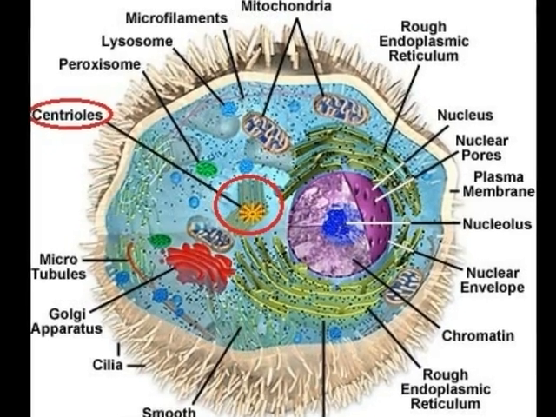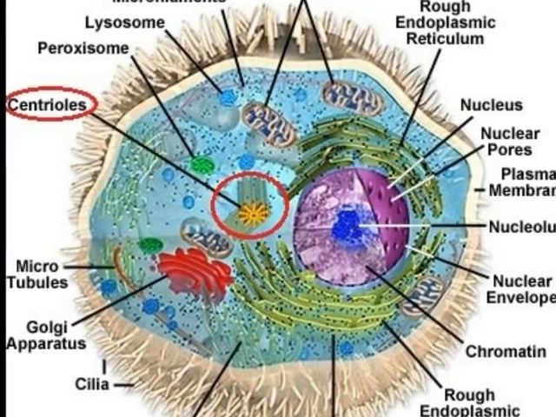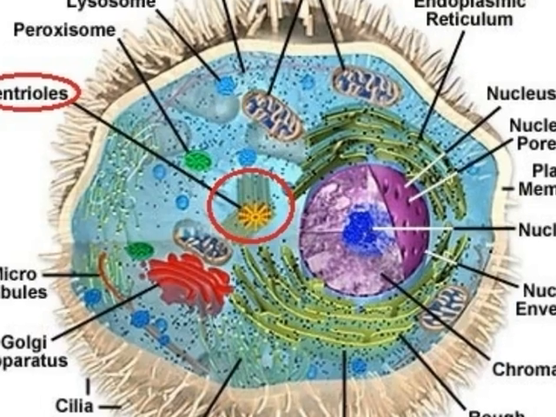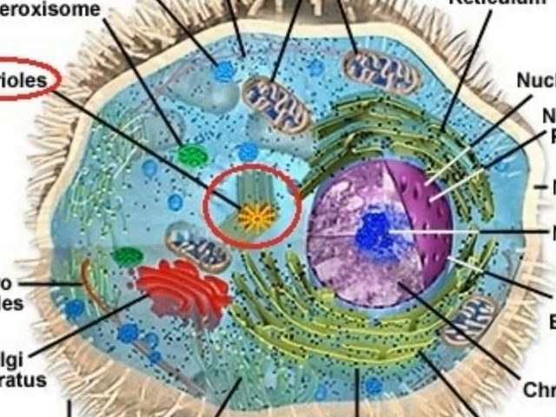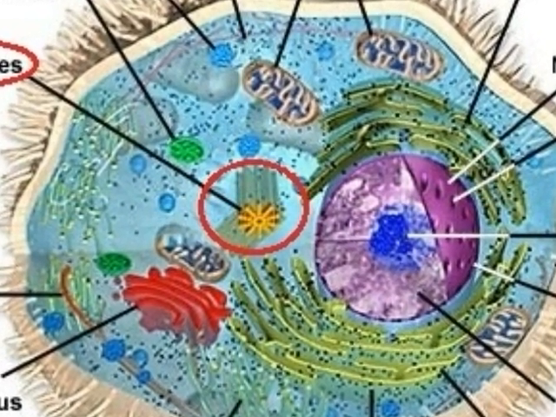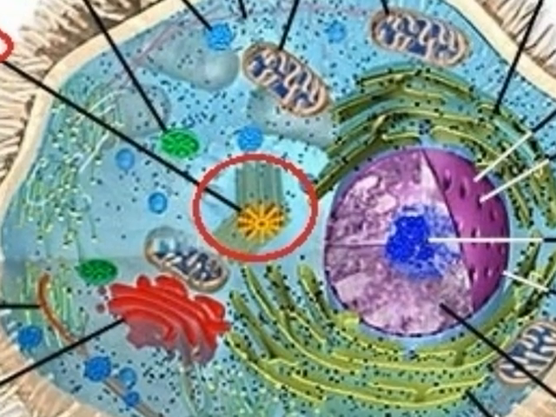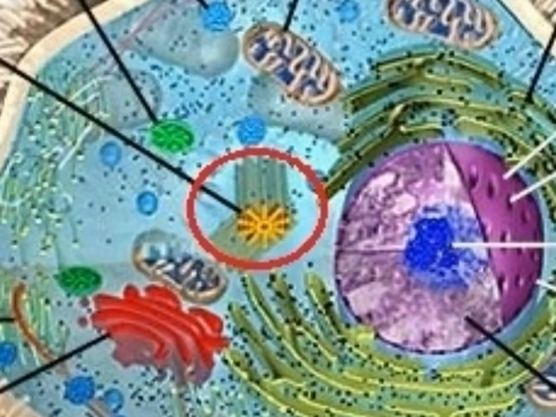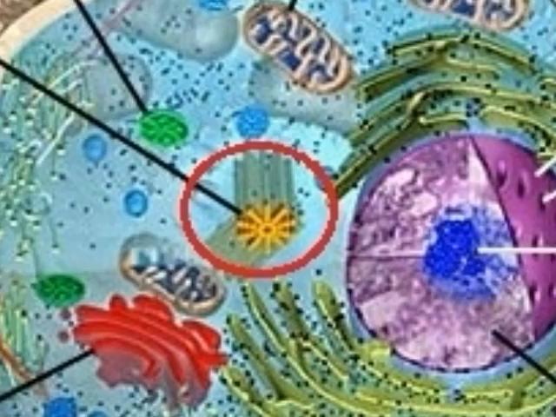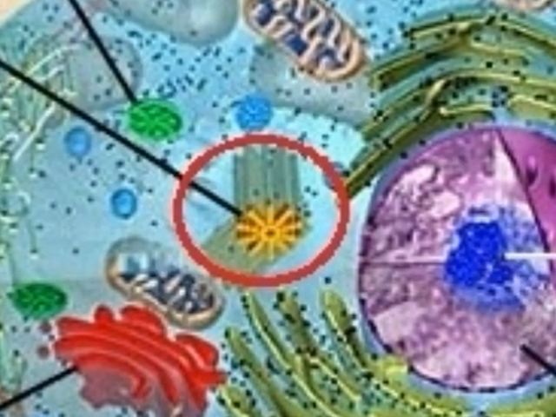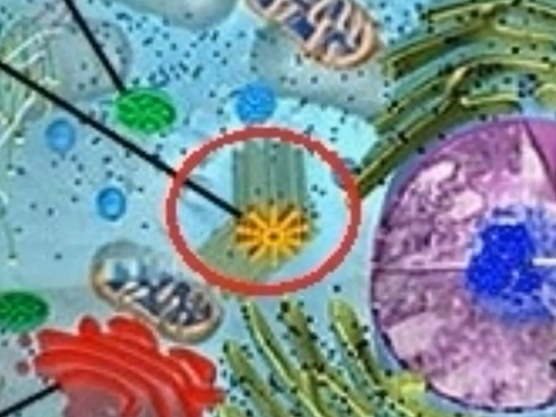We are now going to look at the centrioles. Don't bother looking for these organelles in a plant cell. You sure won't find them there. This is because they are found only in the animal cell. These consist of microtubules in a 9+0 arrangement and are involved in cell division.